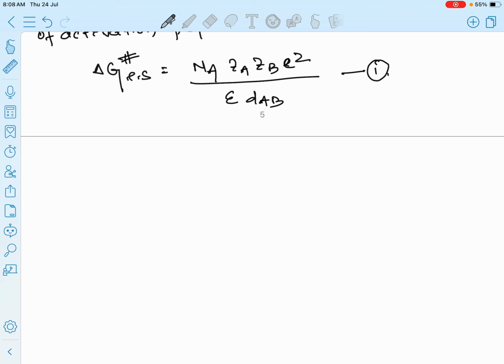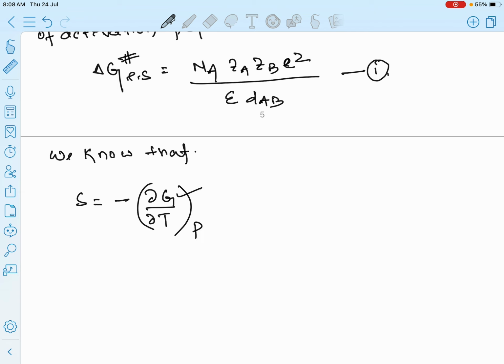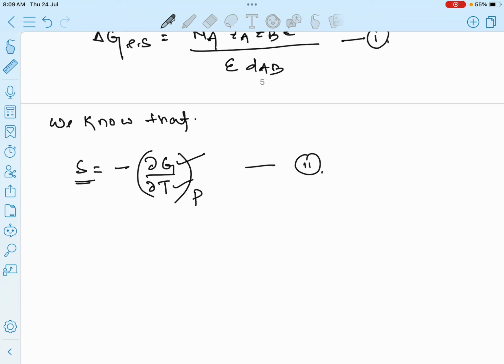So from the knowledge of thermodynamics, we know that S is equal to minus del G by del T at constant pressure. So if at constant pressure you calculate the change in free energy with respect to change in temperature, the value will be equivalent to the entropy of the system. So now we will use this equation 2 to determine the entropy of the system.